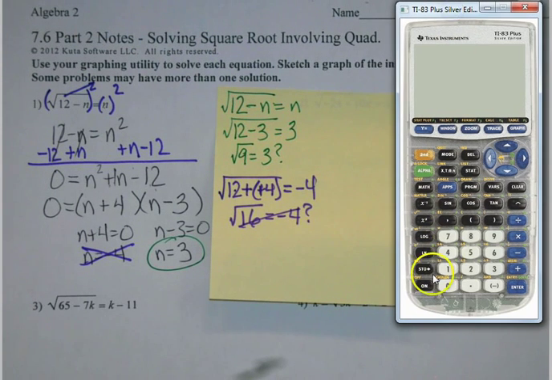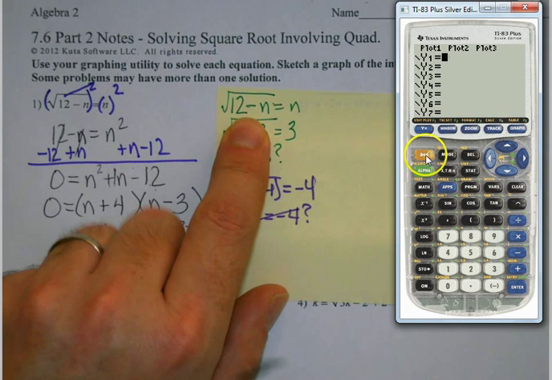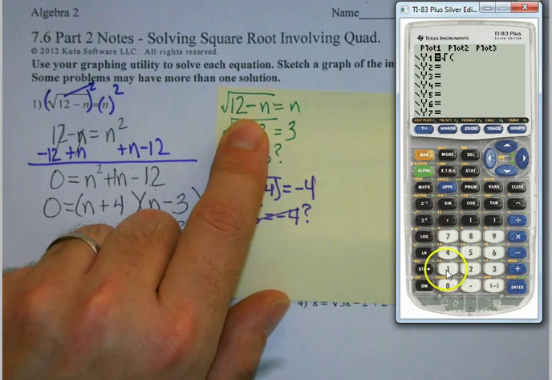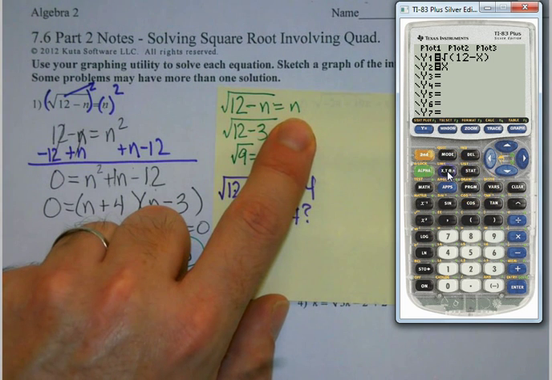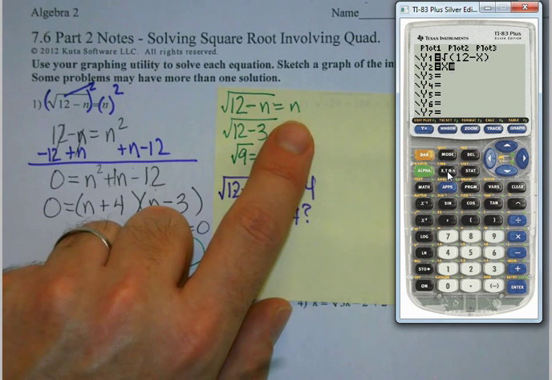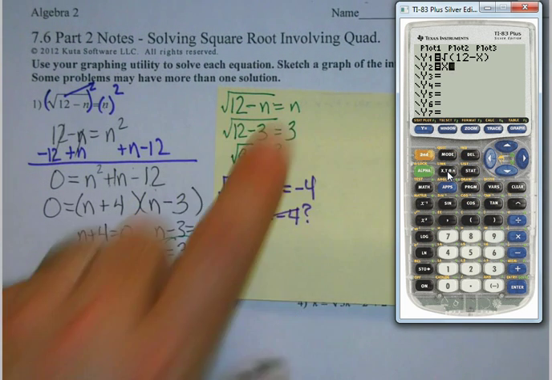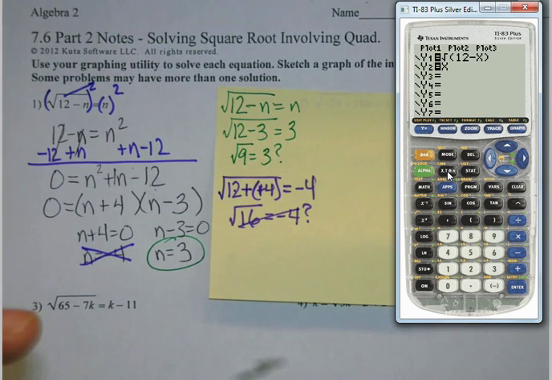If I want to do this on the calculator, I'm going to go to the y equals part. And I'm going to type each side of the equation in from the original. So I'm going to type in the square root of 12 minus, and I don't have n in this case, I'm going to use x. And then for the second line, I'm going to use the other side, which is just the variable term, or just x. So one side of the equation per line. And once I do that, I'm going to hit graph, because I want to look at this first.